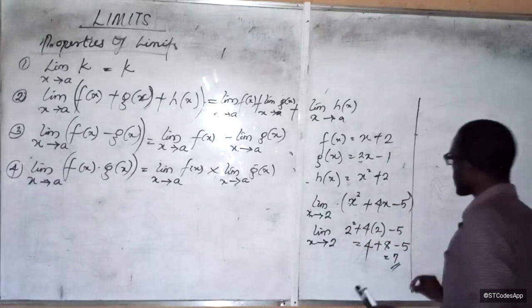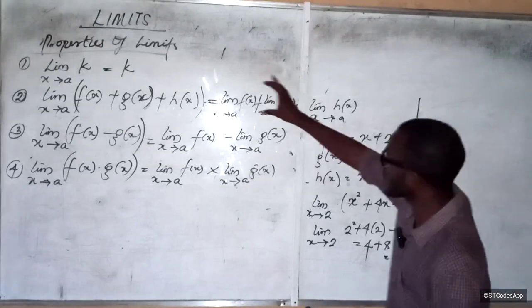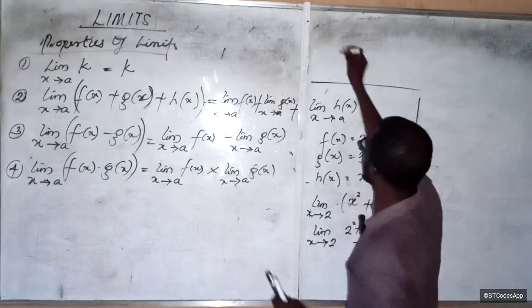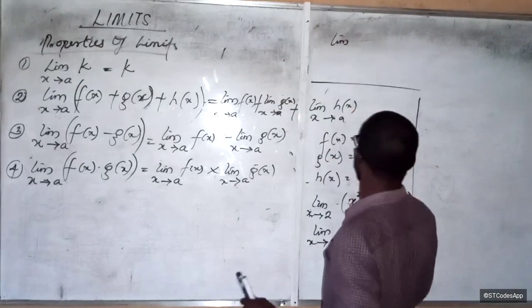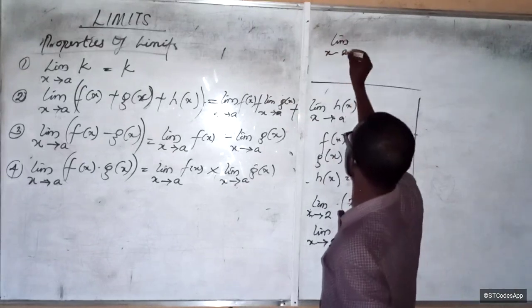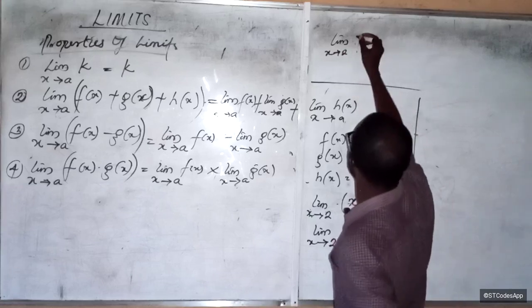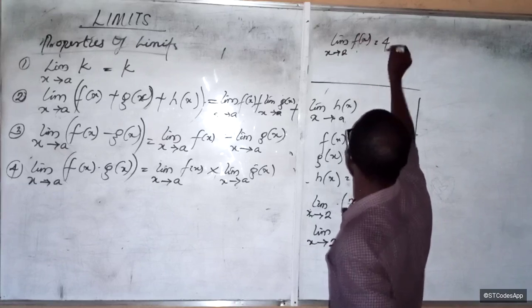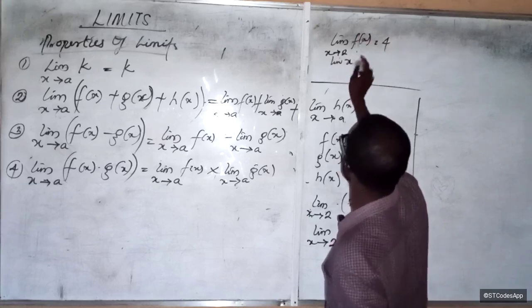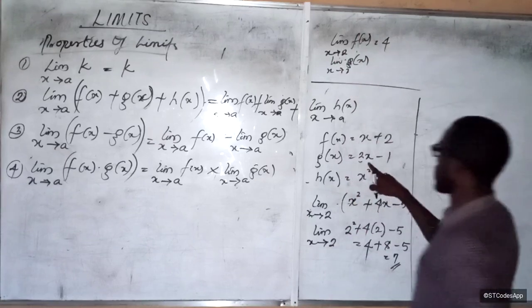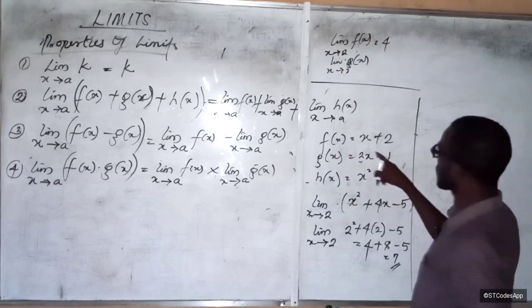Now, let's take the limit of each of the functions as x approaches 2. The limit of the first function, the limit of f of x as x approaches 2, is going to be 2 plus 2, that's 4. The limit of f of x is going to be 4. The limit as x approaches 2 of g of x: we plug 2 in here, it becomes 6 minus 1, 5.